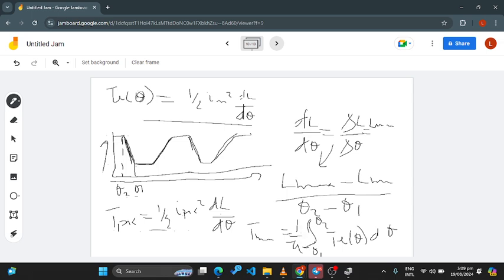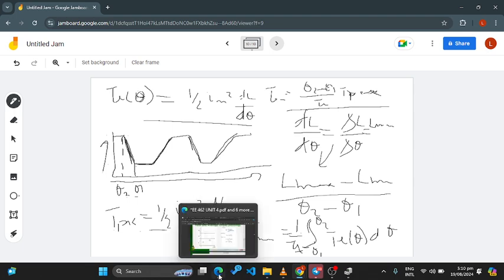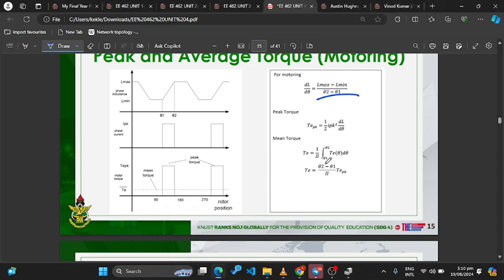This formula over here also holds for the sinusoidal part. So this has been found to be equal to: T mean equals theta 2 minus theta 1, all divided by the period, which is pi, times T peak. Let me confirm whether it is theta 2 minus theta 1 or theta 1 minus theta 2. Oh yeah, it's theta 2 minus theta 1 divided by pi, times the peak torque.